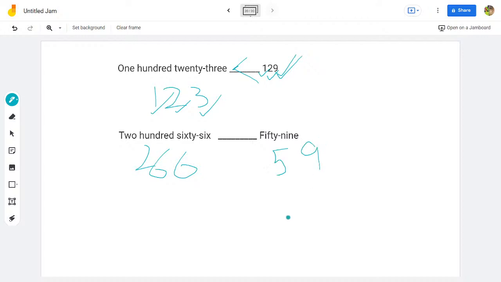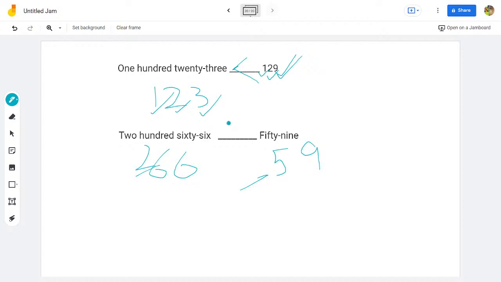Now 266 is bigger than 59. 266 is more than 59. Do you know the reason? Because we have 2 in the hundreds column over here and we have nothing in the hundreds column over here. Nothing in the hundreds column here, and there we have a 2. So since we have a 2 in the hundreds column, 266 is more than 59.